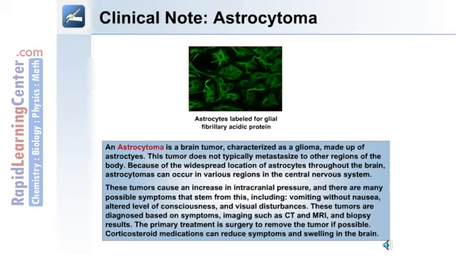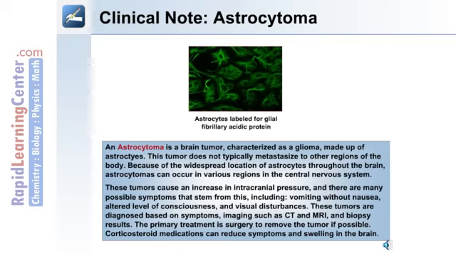The following is a clinical note on a glial tumor known as an astrocytoma. This brain tumor is characterized as a glioma. It does not typically metastasize to other regions of the body, but because of the widespread location of astrocytes throughout the brain, astrocytomas can occur in various regions in the central nervous system. These tumors cause an increase in intracranial pressure.